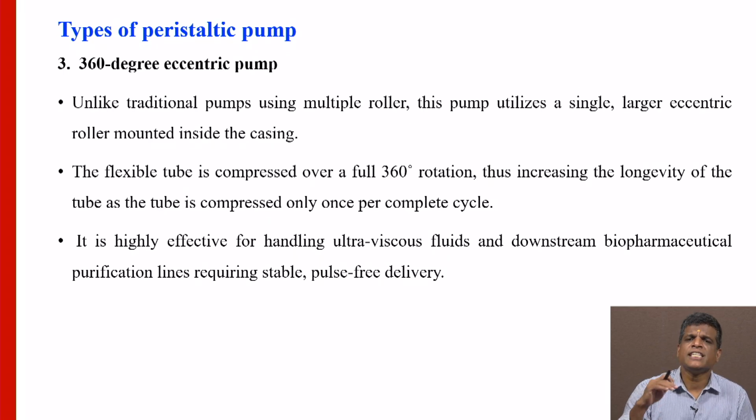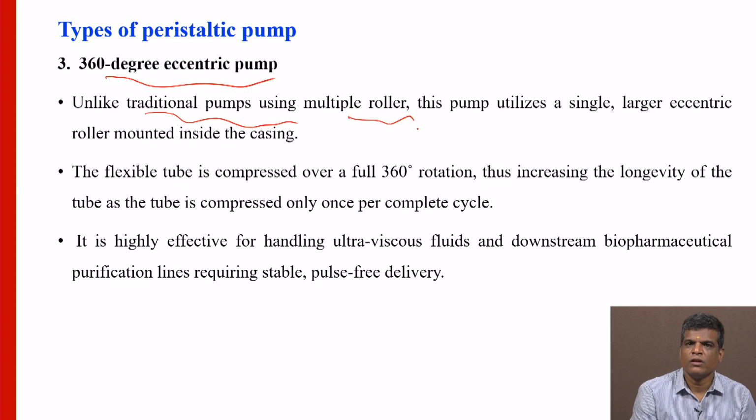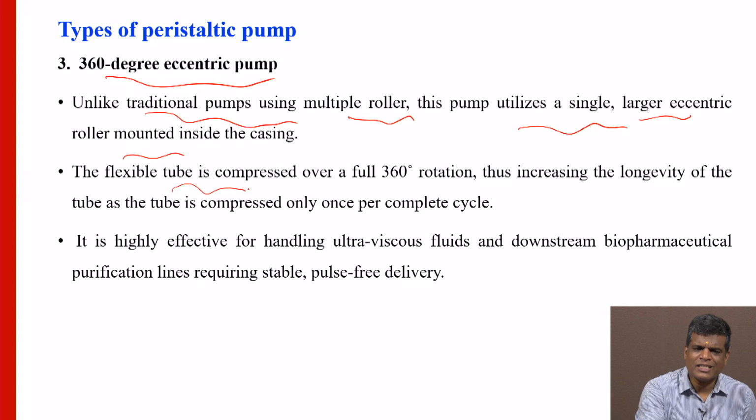So another is a 360 degree eccentric pump. That is another type of peristaltic pump here. Unlike traditional pumps using multiple rollers, this pump utilizes a single, larger eccentric roller mounted inside the casing. So the flexible tube is compressed over a full 360 degree rotation.